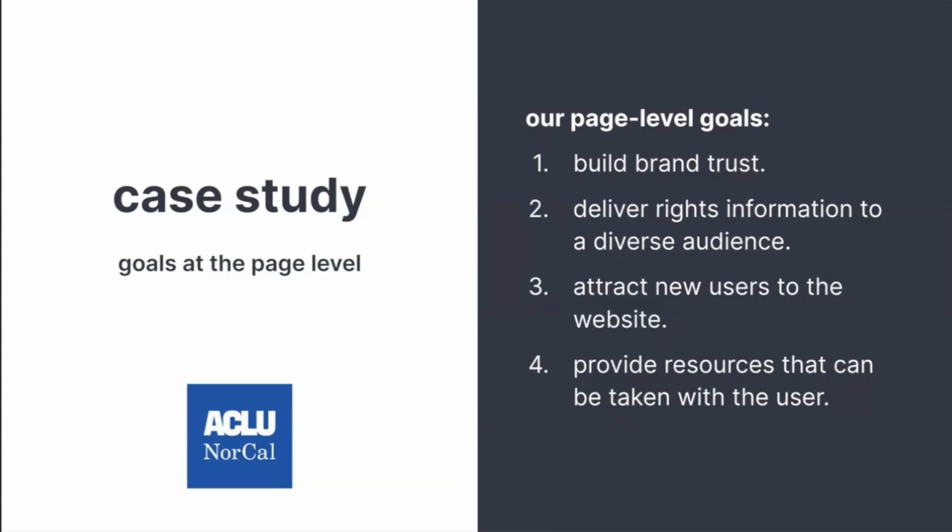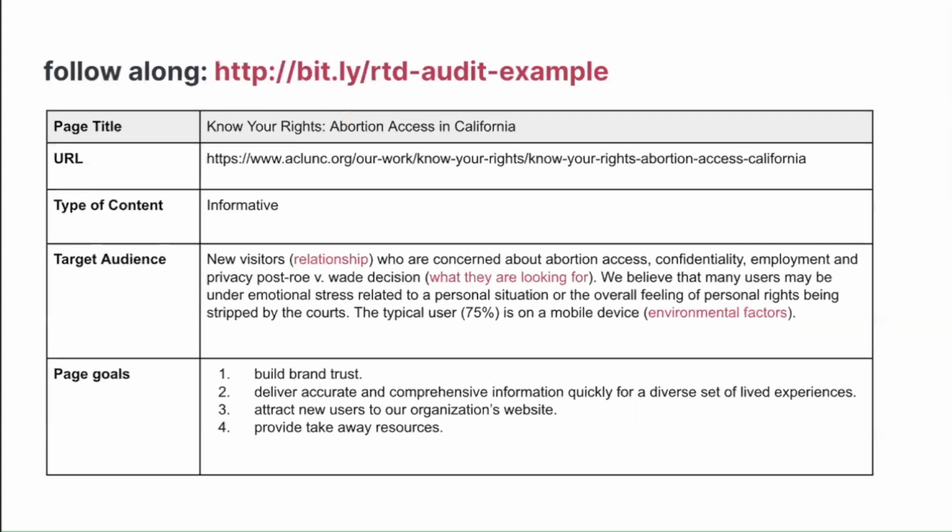can take with them. So they don't have to necessarily come back to the website to find this information. They can download it, use it on their own, or share it with other people. So again, we're getting close to activity time. And if you look at the audit example, we have filled in all of these different steps. We have our URL identified, we have the type of content, we have a description with our relationship, what they're looking for, and environmental factors included in our target audience. And then we have our 4 page goals filled in.